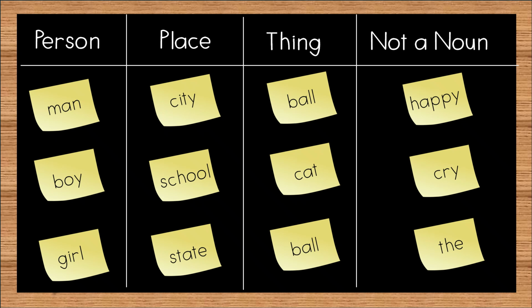Another way to help teach this concept is by sorting words. This example uses sticky notes on a board, but index cards taped to a board or lying on a table would work just as well. You could even create a digital version if you prefer using technology. Whatever way you do it, the idea is that the students sort the cards by the type of noun they are. Words that are not nouns should also be included so students can see the difference.